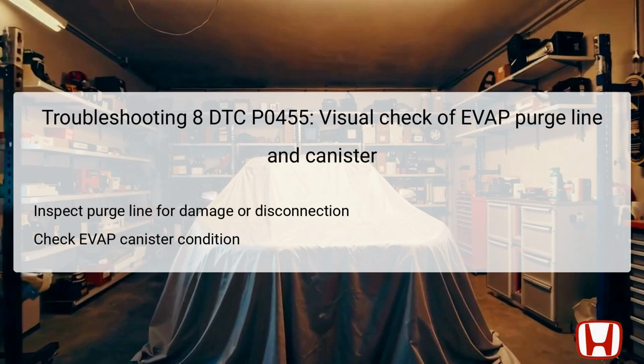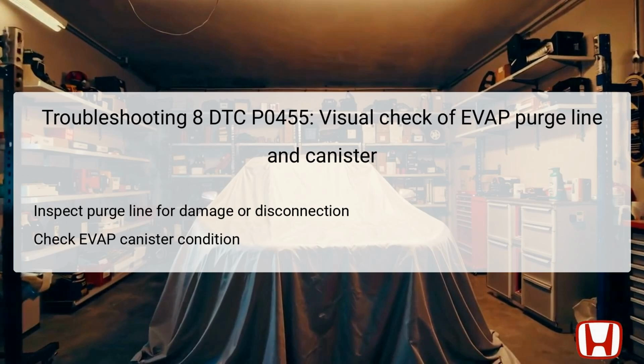The 8th step emphasizes visual inspection of the EVAP purge line and canister. The purge line, which connects the EVAP canister to the engine intake, must be free of cracks, disconnections, or damage that could lead to vapor leaks.